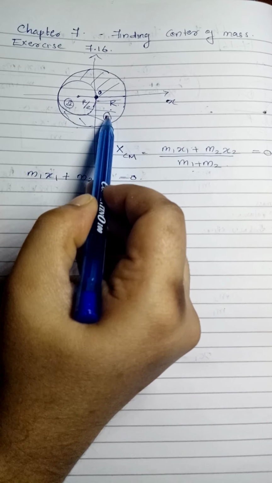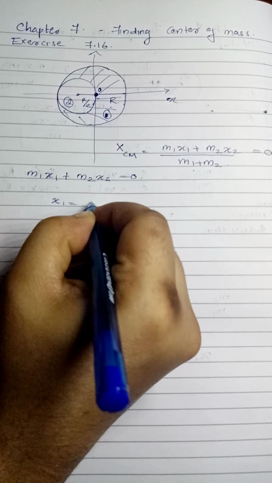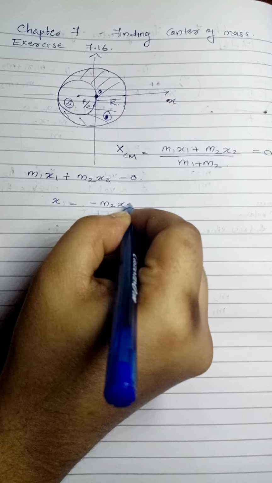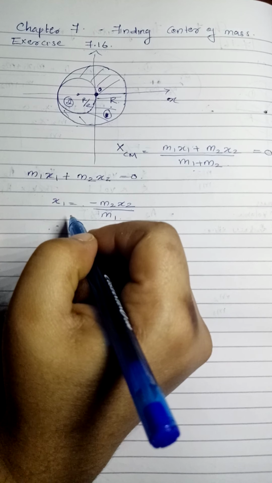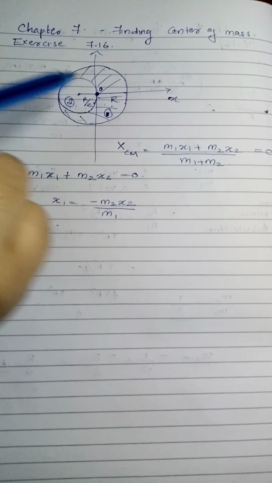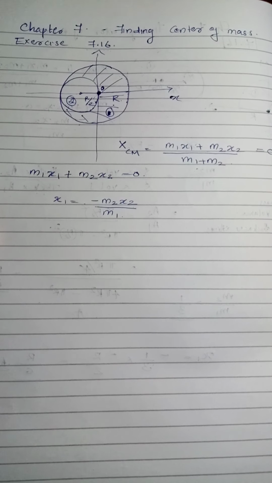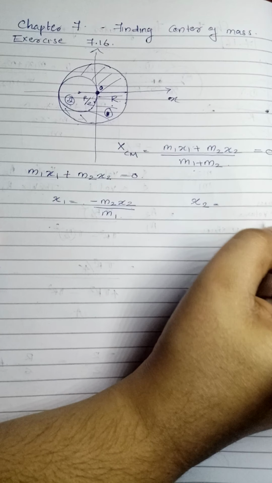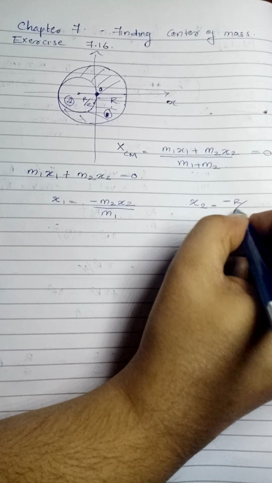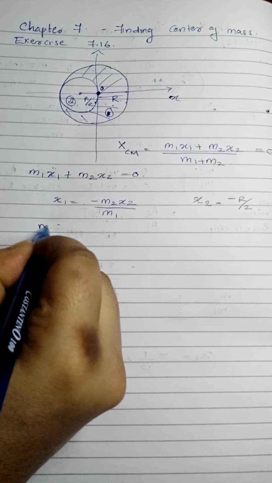Here I need to find x1. x1 is the center of mass of this portion with the hole. So x1 is equal to minus m2x2 divided by m1. Now I am going to find what x2 is. From the geometry of the figure, for the circle the center of mass remains at the center, and for the removed disk it is at a distance of r by 2 towards the left of the origin. So x2 is equal to minus r by 2. Now what I need to find is the ratio of both the masses.